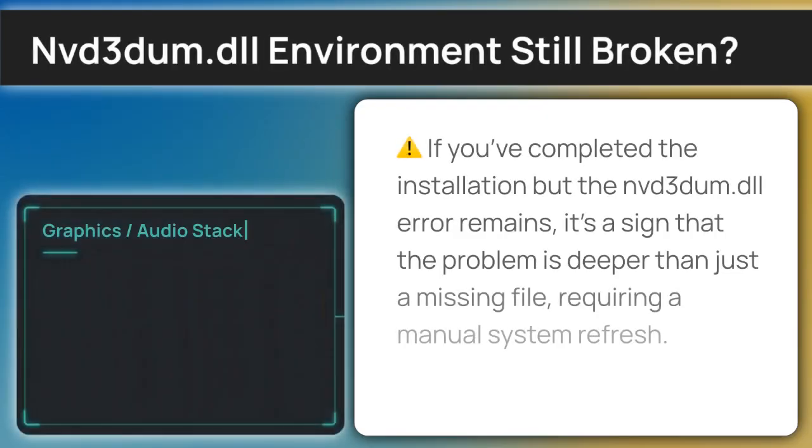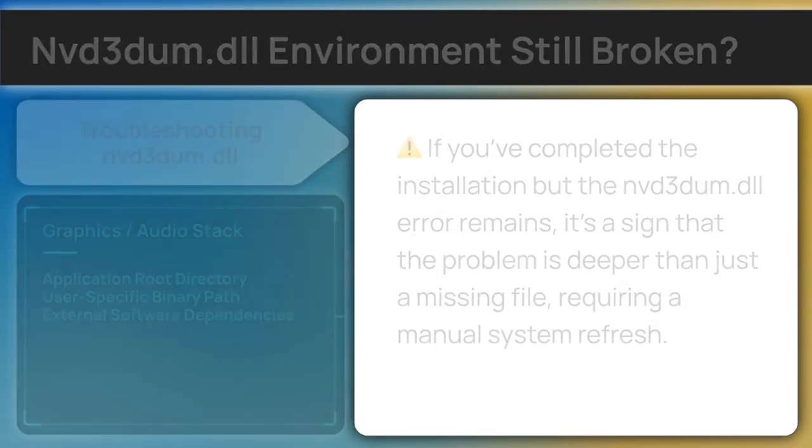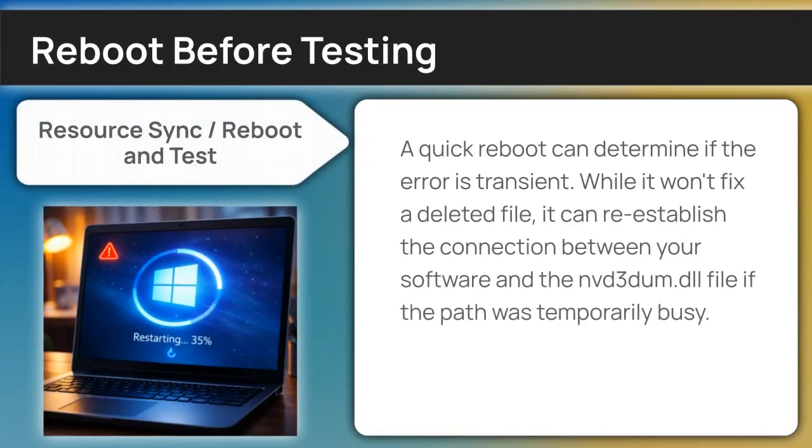If you're still finding yourself stuck after the reinstall, our next priority is to check for any active blocks in the system path. A simple restart can resolve file-in-use errors that mimic a missing NVIDIA 3D message. It's a low-effort step that ensures your operating system starts with a clean execution stack.